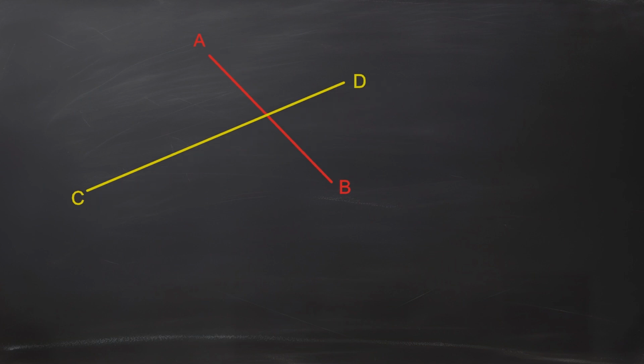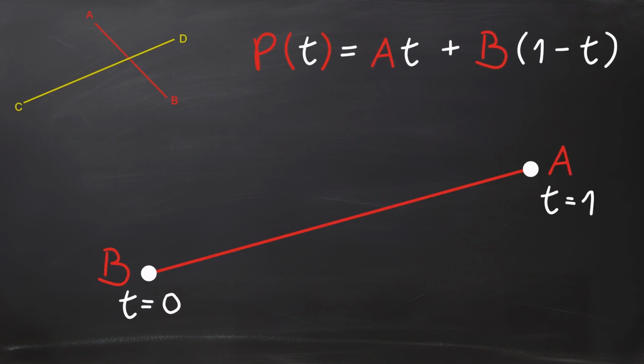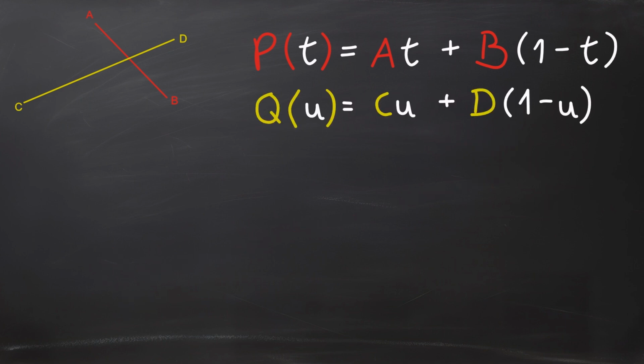We can represent a point on each line using the linear interpolation formula. In this example, any point between A and B can be defined by parameter T, which is between 0 and 1. When T equals 0, we will be at point B, and when T equals 1, we will be at point A. Any value between 0 and 1 will smoothly move between these two points. We do the same for the ray. To find the collision point, both formulas should be equal.